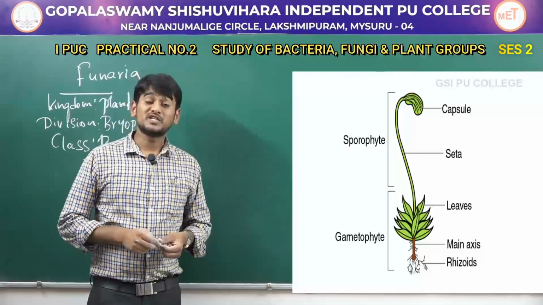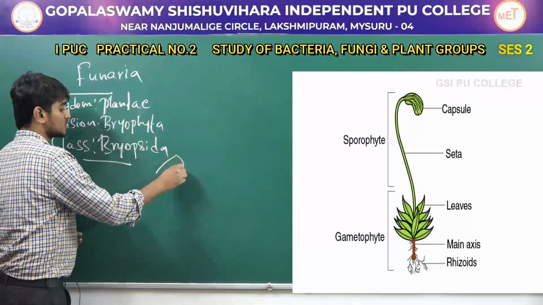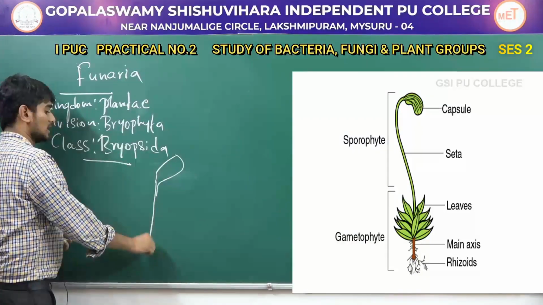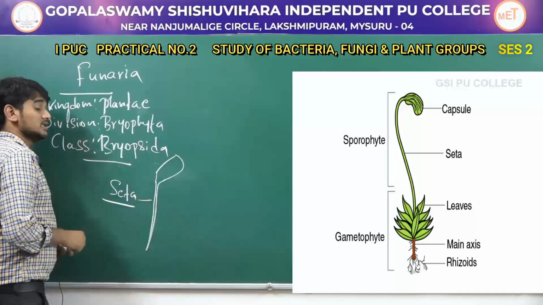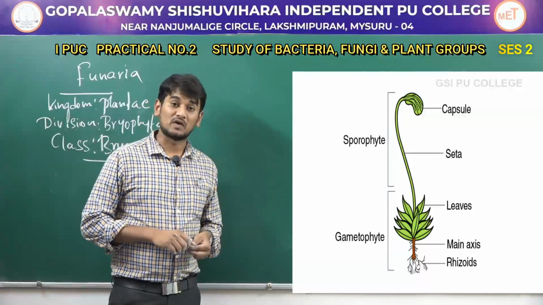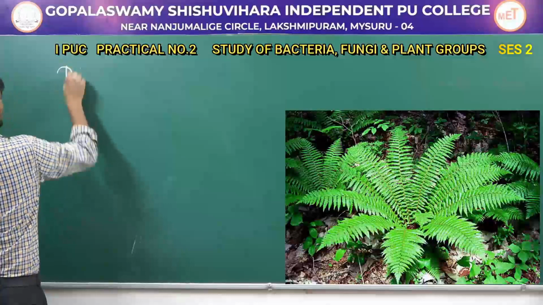And the mature female branch of the plant consists of a single capsule. That single capsule is raised by a long stalk. That long stalk is called seta. And a foot is embedded in the gametophyte. The next one is Pteridophytes.